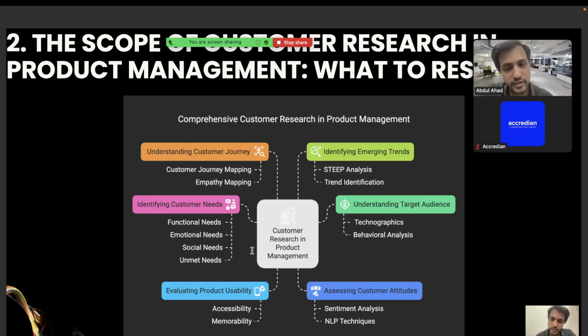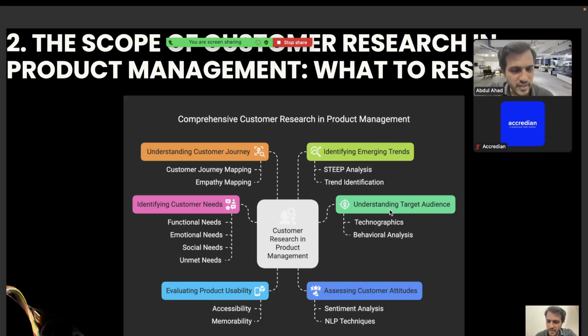We want to learn that journey, and based on that journey we want to find out what those frustrations are, what kind of issues they face in each of these phases. Empathy mapping is part of design thinking. We also build that based on our user interviews, qualitative data. We want to identify emerging trends using the STEEP analysis. We'll talk about this. We want to understand the target audience, who our users are based on their behavior.